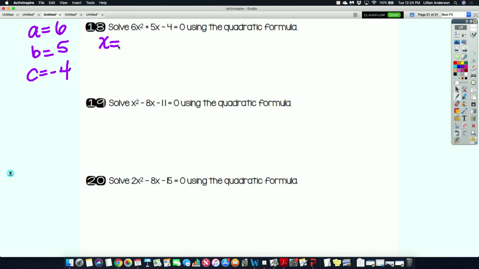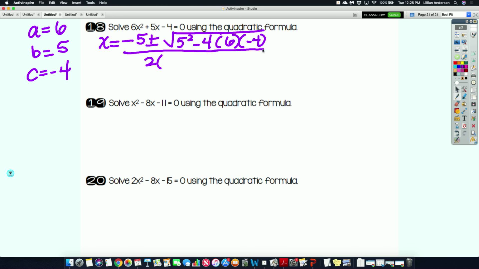So here we go. We have negative b plus or minus square root b squared minus 4ac all over 2a. And then you just plug it in, okay? So you have b squared minus 4a, all over 2a, which would be 6. Okay?